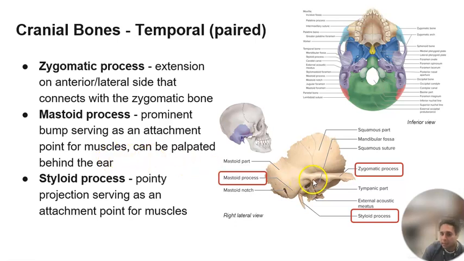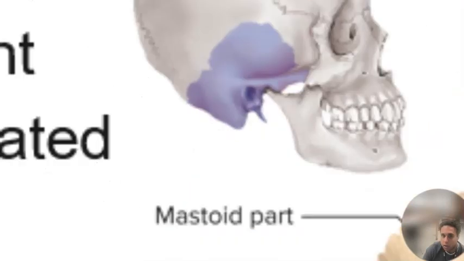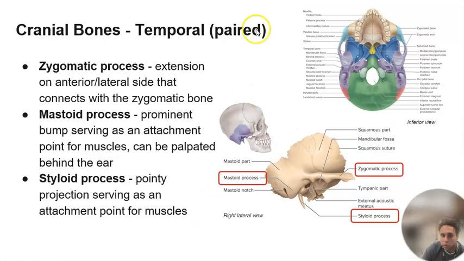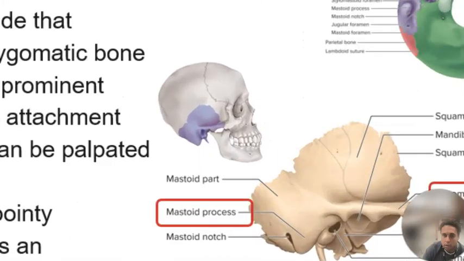And then next we have the zygomatic process. Last week we talked about the zygomatic bone, which is your cheekbone. Your zygomatic bone connects to the temporal bone through the zygomatic process, so this arm over here. This is called an extension that connects to the zygomatic bone. So it connects all the way here. If you look here, over here, you'll find this is your zygomatic bone. It connects to the temporal bone using this zygomatic process.